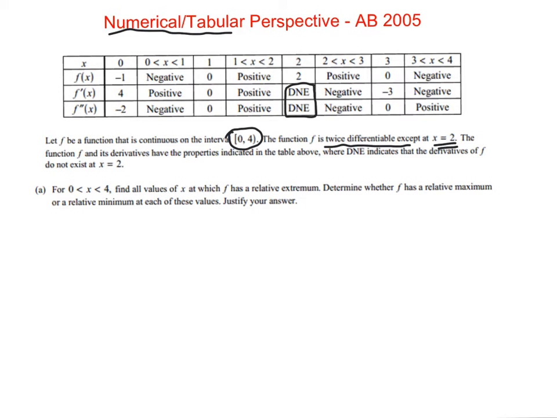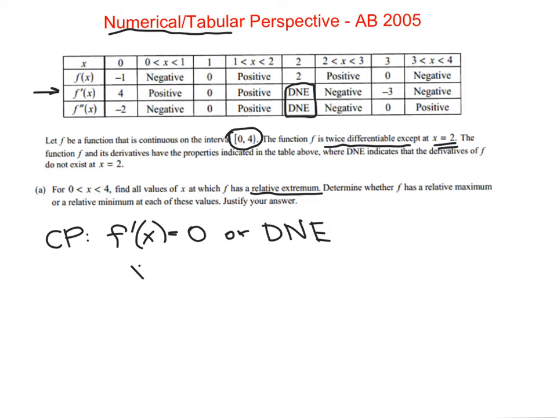Now the first question is asking, in the interior of 0 and 4, what are some relative extrema? Well, we know relative extrema occur at critical points, and critical points are when the derivative is equal to 0 or the derivative does not exist. So I'm going to look at my table and the derivative line to see when the derivative is 0 or doesn't exist. A critical point is at x equals 1, because we have a first derivative of 0. And another critical point is right here at x equals 2, where it does not exist.